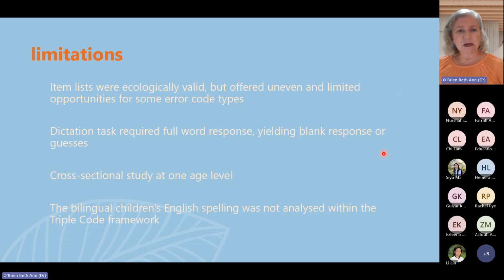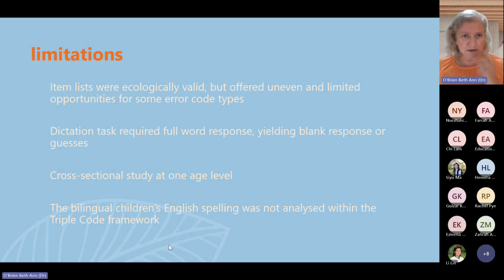It was also a dictation task, and it required the children to write out the whole word. So many of them would leave a blank if they didn't know the whole word, instead of representing any part of it. It was also a cross-sectional study. So here we were just looking at the primary one children. And in this case, we also did not look at their English spelling within the triple code framework.